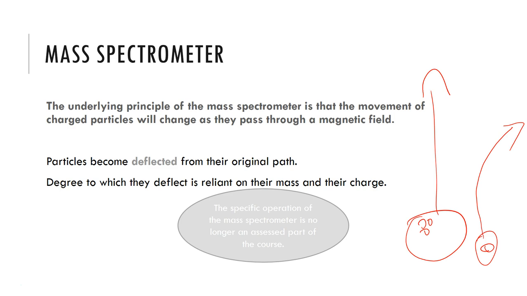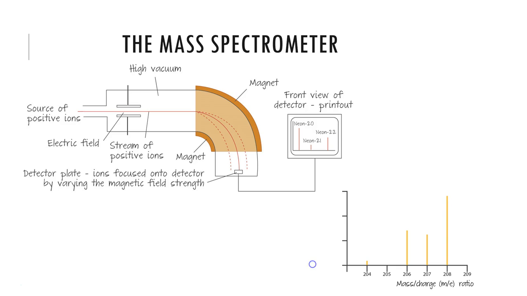And the same thing goes for atoms. Small, highly charged atoms will be deflected more. They're affected by the field a lot more. We don't need to know the specific sequences of this anymore, so don't worry about learning all the parts of the machine. This is essentially what happens.